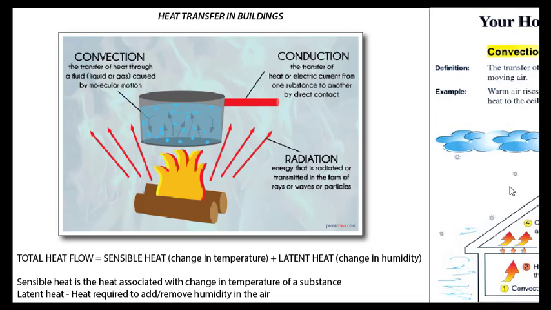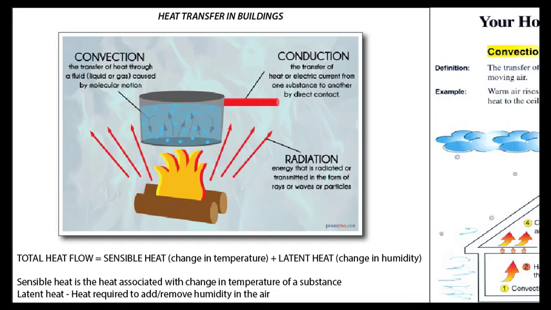So talking about total heat flow. Heat flow is a combination of two things, that is sensible heat and latent heat. Sensible heat can be defined as heat transfer which involves change in temperature, while latent heat involves change in humidity. Okay, so total heat flow is sensible heat plus latent heat, and sensible is change in temperature, while latent heat is change in humidity.